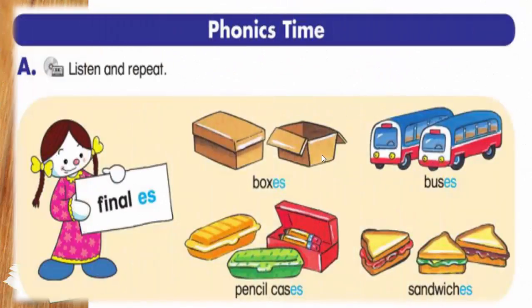Let's move to phonics time. Final es, how to pronounce it. Box, boxes; bus, buses; pencil case, pencil cases; sandwich, sandwiches. Again, boxes, buses, pencil cases, sandwiches. Here we have es, we add es to make it plural.